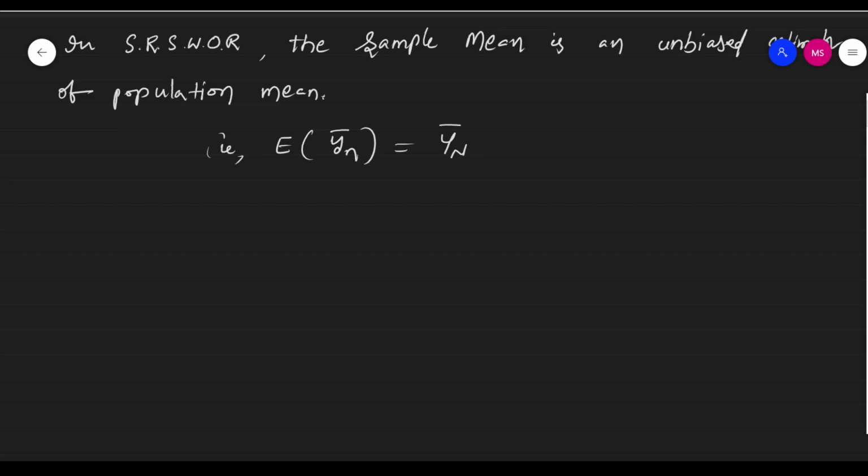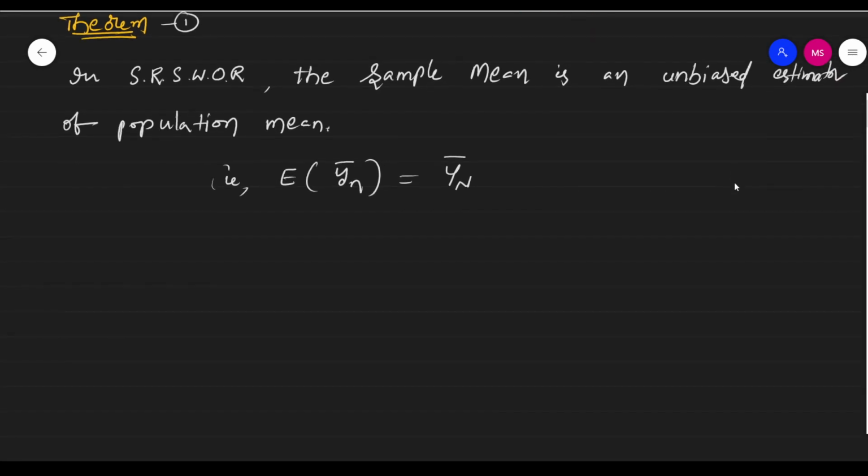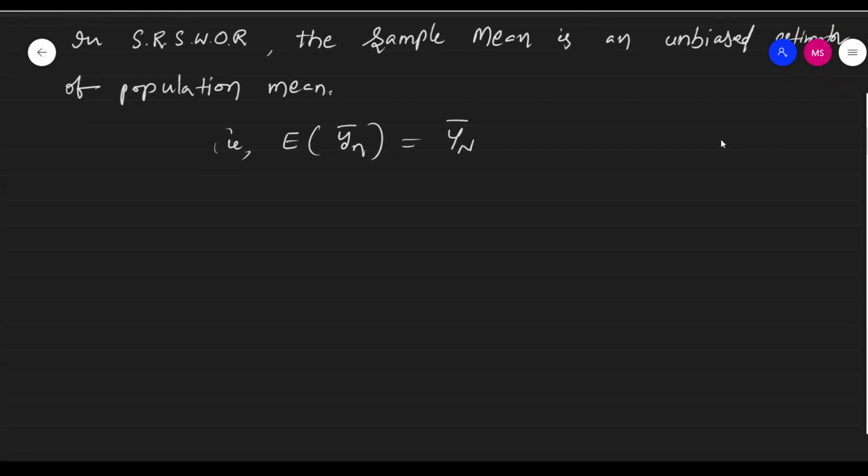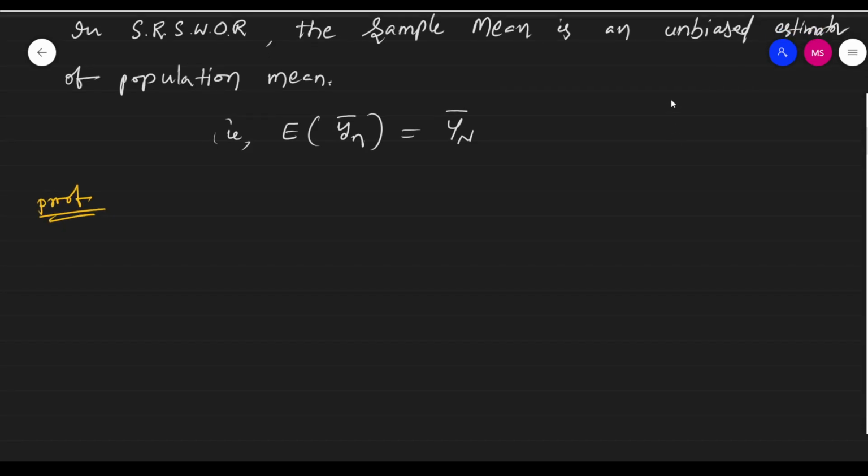Now how to prove the theorem? Expectation of small yn bar is equal to capital N bar. This is one of the theorems, and I'm explaining the proof of this theorem. Very simple. First you have to write the basic information of the theorem.